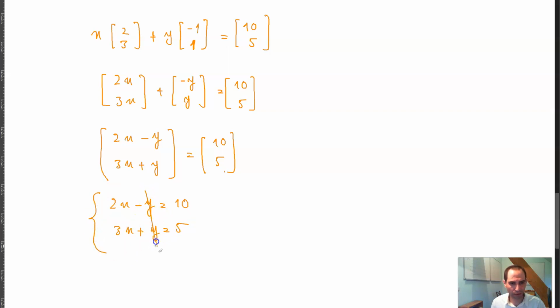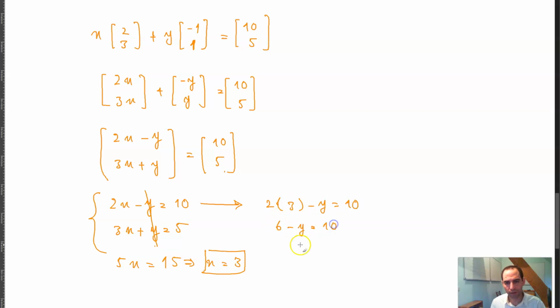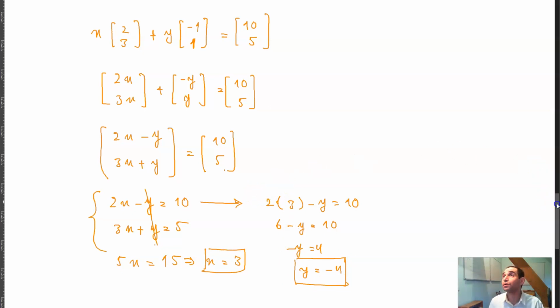If I add them together, the y's cancel out. 5x is equal to 15, meaning that x is equal to 3. Since x is equal to 3, I can pick, for example, this equation. 2 times 3 minus y is equal to 10, meaning that 6 minus y is equal to 10, meaning that negative y is equal to 10 minus 6, which is equal to 4, meaning that y is equal to negative 4. So x is equal to 3 and y is equal to negative 4. That was question number 11.